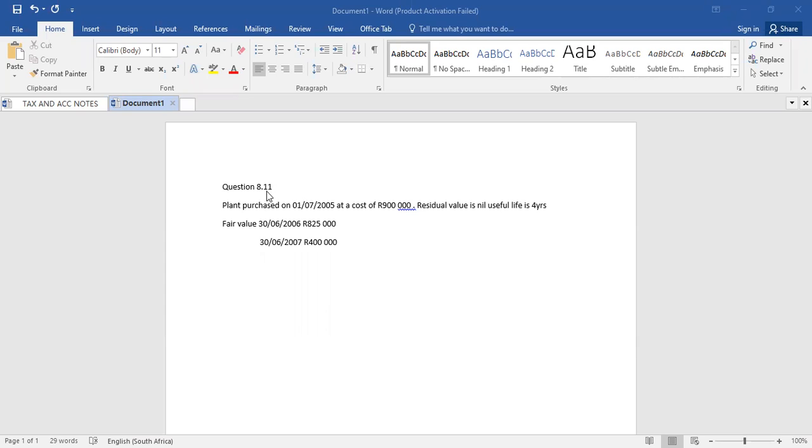So this company, Greenpeace Limited, uses the revaluation model and is using the net replacement value method, or net method. Required: prepare journal entries for 2006 and 2007. The financial period of the company starts on 1 July and ends on 30 June.